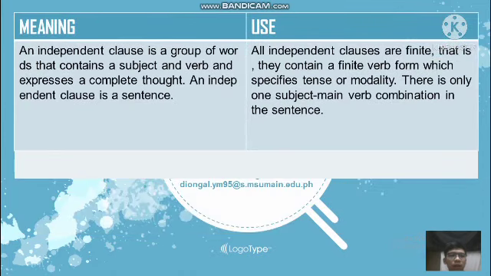So, an independent clause is a group of words that contains a subject. Earlier we saw the subject and verb, and it expresses a complete thought. An independent clause is a sentence. All independent clauses are finite. That is, they contain a finite verb form which specifies tense or modality. There's only one subject-main verb combination in the sentence.